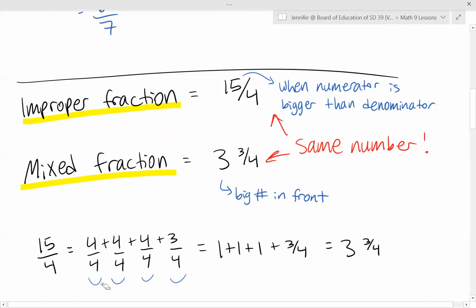So we just split up the fraction into a couple other smaller fractions. And then we simplified because each of these, 4 over 4, or anything divided by itself, is just 1. So those all become 1 plus 1 plus 1. Then we're left with this 3 over 4 piece. And then this is why our final answer is we've got our big number 3, there's 3 whole numbers, and then just a 3/4 left over.